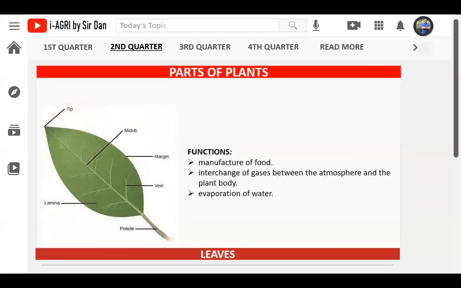Next part, we have leaves. The major functions of leaves are to manufacture food, interchange of gases between the atmosphere and the plant body, and the evaporation of water.